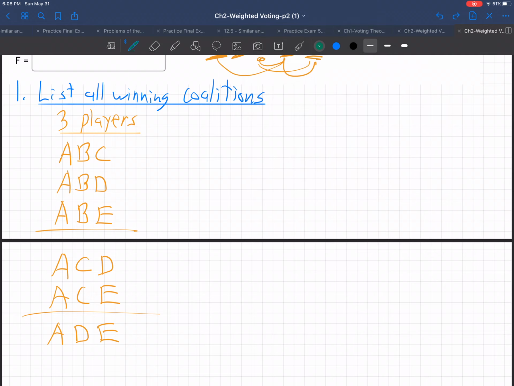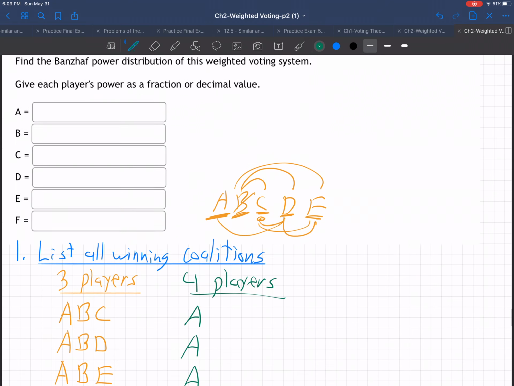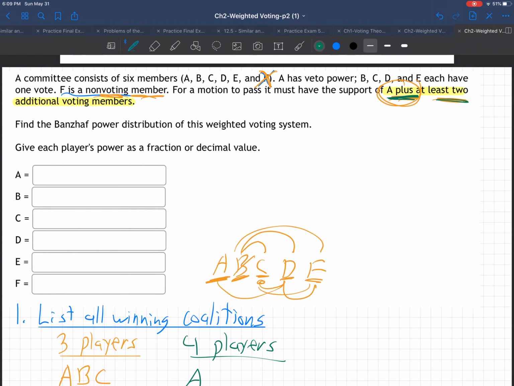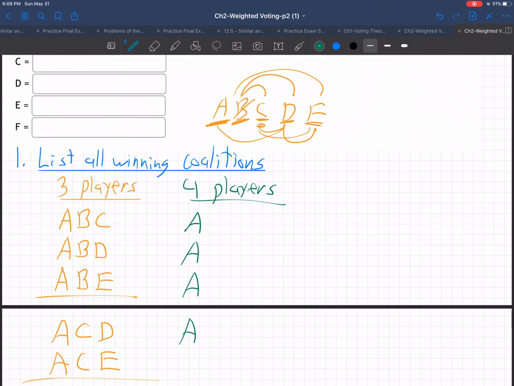Now let's go to the 4-player teams. If you have 4 players, again, you've got to have A. So every one of these teams has to have A. That's what they said. You've got to have A plus at least 2 others, 2 or more. So now we're going to list all the 4-player teams that are winners. If you're going to do 4 players, you've got to have A, so that means you've got to have 3 of these players, don't you? Because you have A as your first player, and you're going to have 4 players total, so A and 3 others.